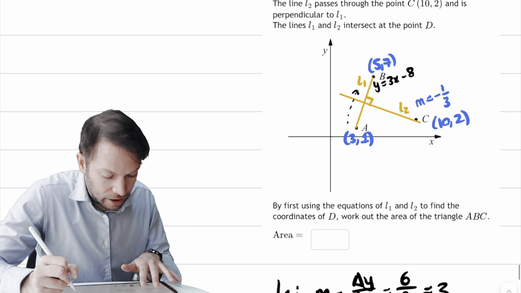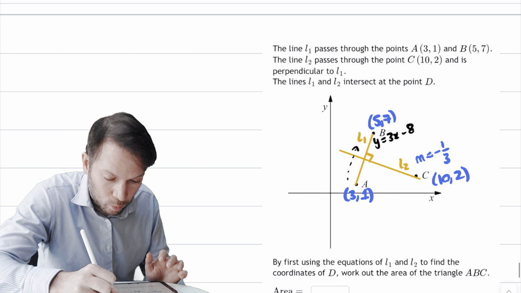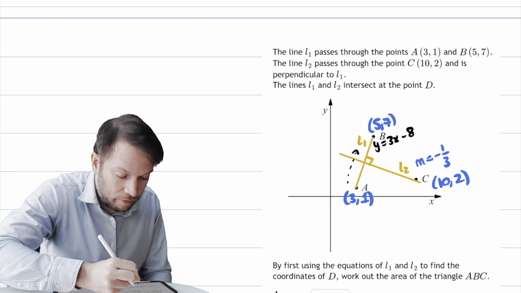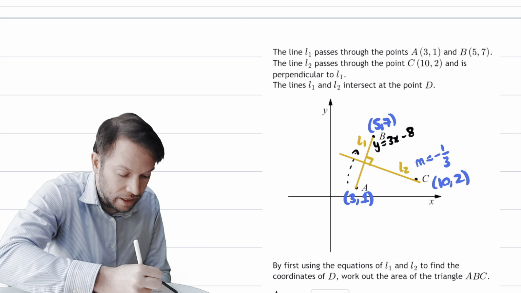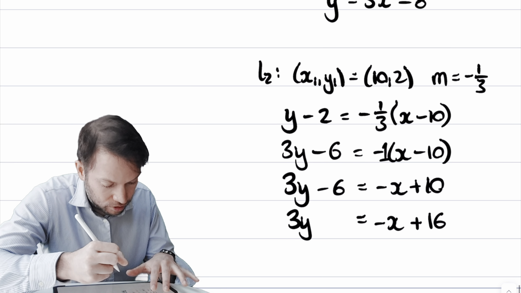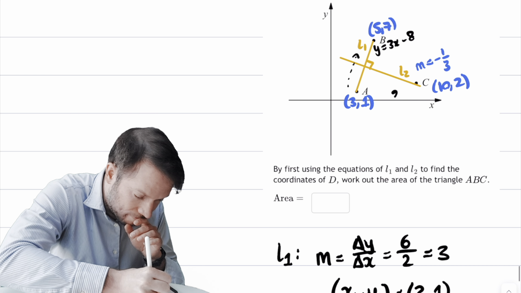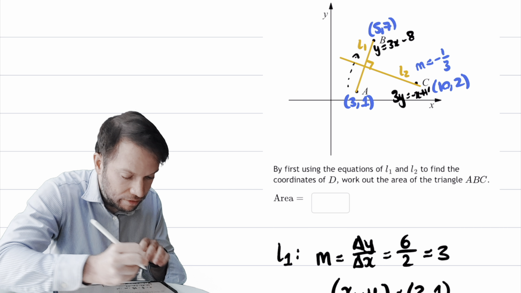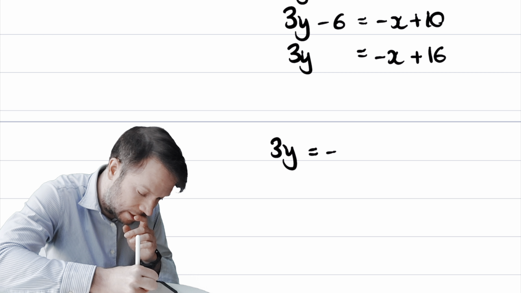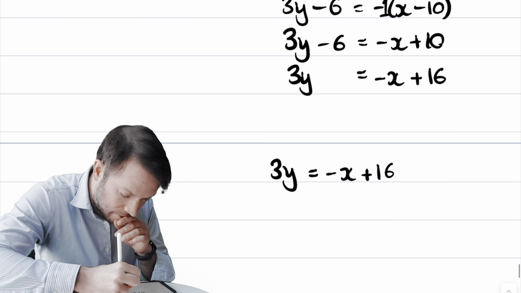Now, I want to find the point of intersection of those 2 lines, and we'll see why I want to do that. To do that, I basically need to solve the equations for L1 and L2 simultaneously. The equation for L1 was y equals 3x minus 8, and the equation for L2 was 3y equals minus x plus 16. Right, so let's solve that down here. We've got 3y is equal to minus x plus 16, and the other equation was y equals 3x minus 8.